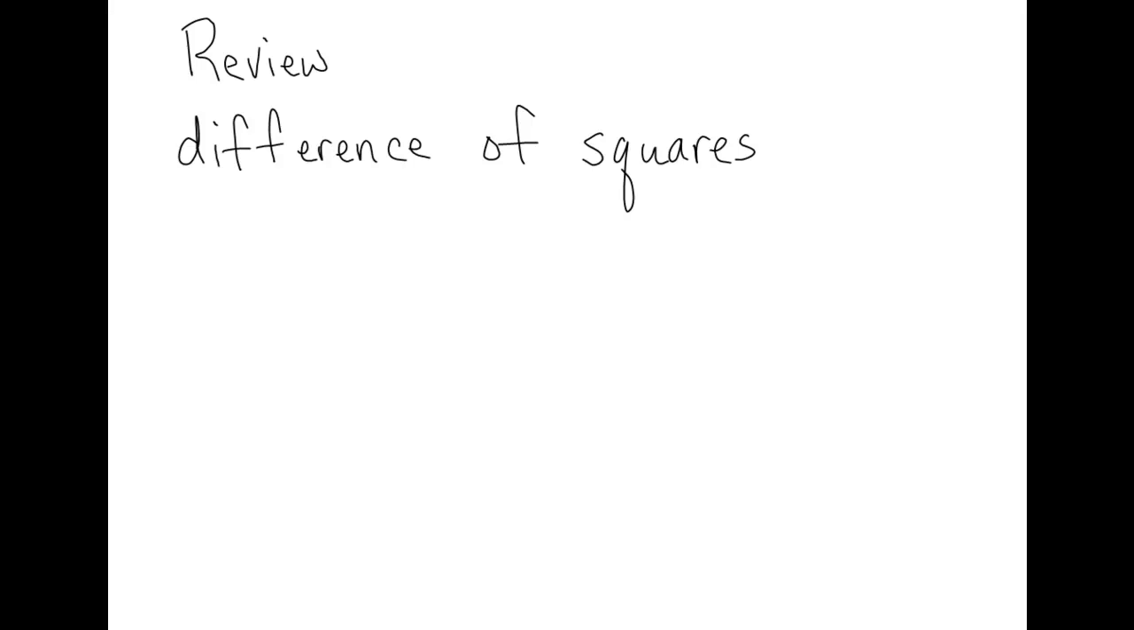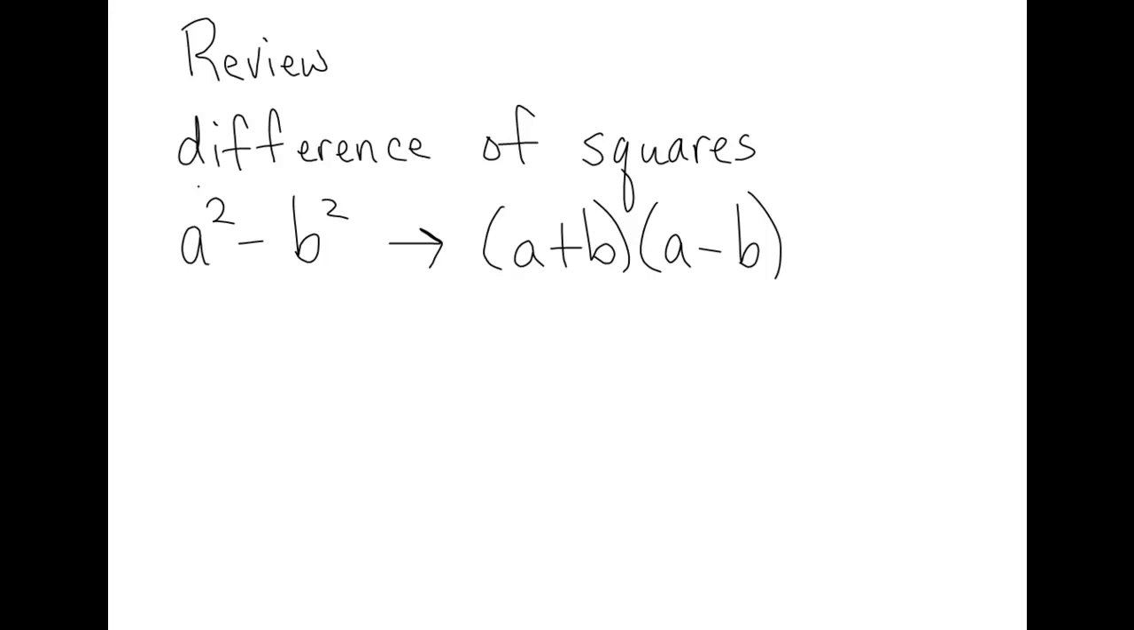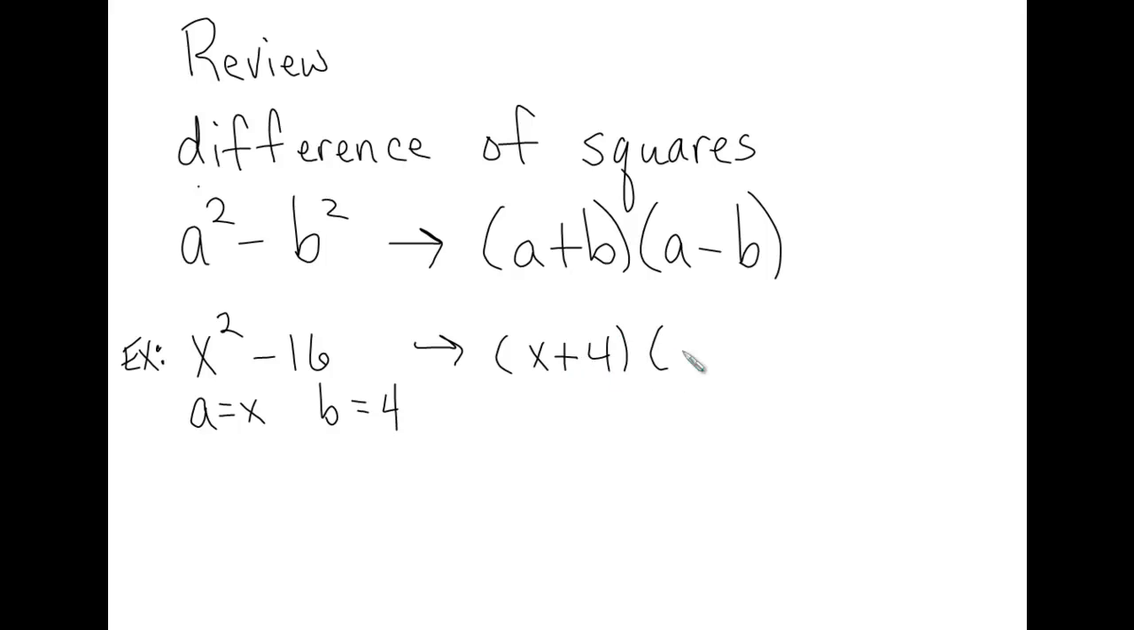Let's start by reviewing difference of squares. Difference of squares will be in the form a squared minus b squared. When it's completely factored, it's a plus b times a minus b. Example, x squared minus 16. A is the square root of x squared, x, and b is the square root of 16, which is 4. And this just gets plugged into the formula. X plus 4, x minus 4.